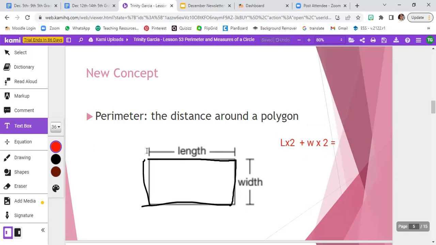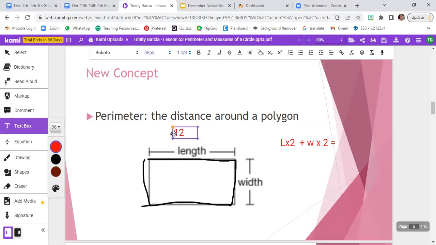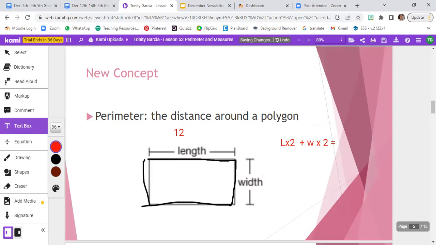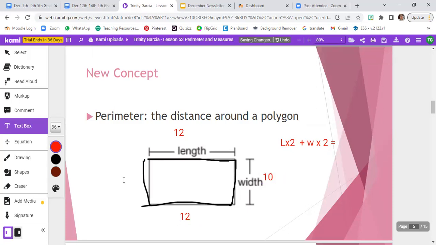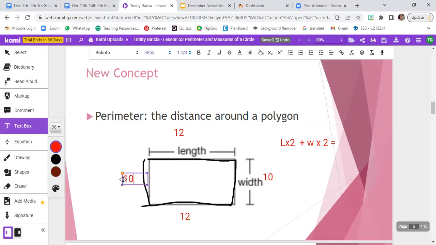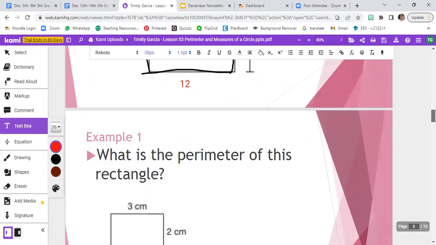So if this was a room, and let's pretend that this length is 12 and this length is 10, then we know that this length is also going to be 12 and this length is also going to be 10 because it's a rectangle, right? We know those sides are the same. So we could add 12 plus 12 and get 24, plus 10 plus 10, that's 20. We add them together and we get 44. So our perimeter would be 44 inches or 44 feet, whatever we are talking about, 44 meters. Okay, so the length times 2 plus the width times 2 tells us our perimeter.